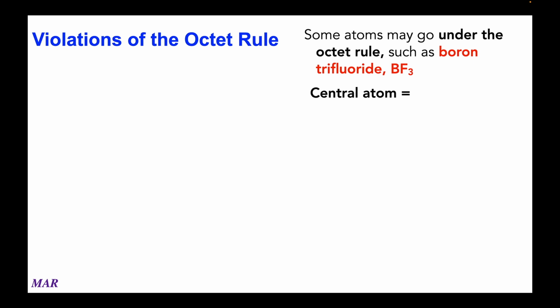So some atoms can go under the octet rule, like they can have only 3 bonds around the central atom, or even sometimes 2. So let's look at boron trifluoride, which is actually a stable molecule. Boron would be the central atom. Boron has 3 valence electrons. Fluorine is 7, and there's 3 of them. So 7 times 3, 21, plus 3 from boron, that would be 24 valence electrons, or 12 pairs of electrons.